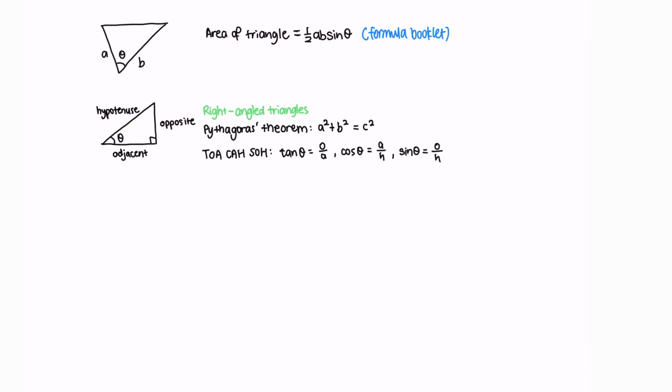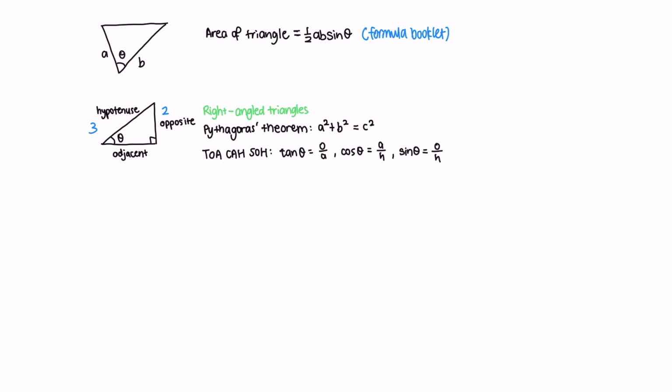How do we use the acronyms to help us? TOA means tangent theta equals opposite over adjacent. CAH, which is cosine theta equals adjacent over hypotenuse. And finally, SOH, which is sine theta equals opposite over hypotenuse. So SOH, CAH, TOA.